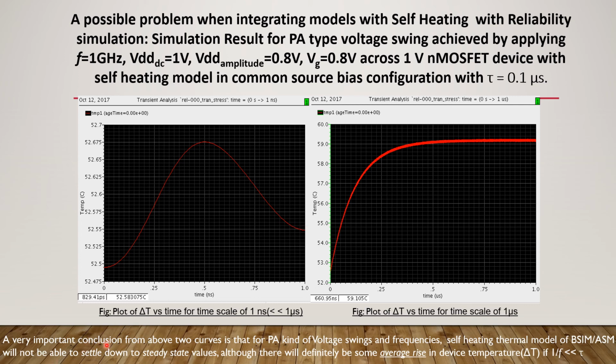So a very important conclusion from the above curve is that for PA kind of voltage swings and frequencies, the self-heating thermal model of BSIM or ASM will not be able to settle down to steady state values if the time scale is very, very much less than the time constant of the thermal network. Although there will definitely be some average rise in device temperature delta T if 1/f is very, very much less than tau.